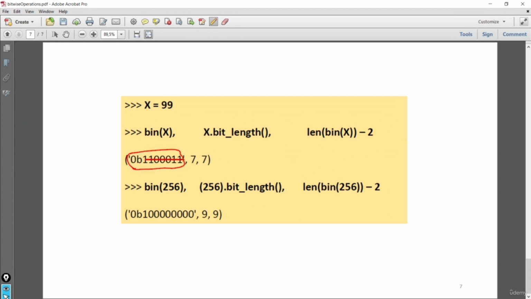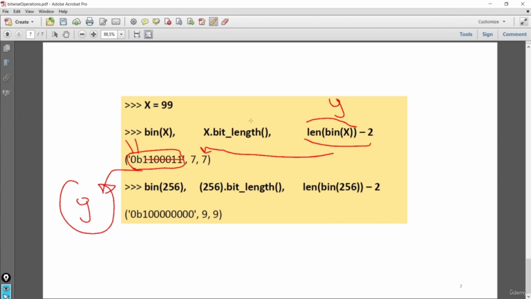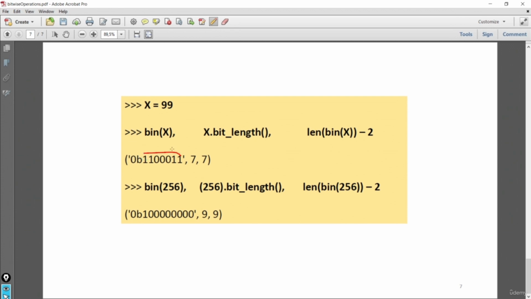So 7 bits are available here, and 2 more characters. In total we have 9 characters here. So the result of this operation is 9. 9 minus 2 gives us 7. Okay, bit length function just counts the number of bits. There are 7 bits here. But len function calculates the length of the string. Okay, string is this one between single quotation marks, and inside this string we have 9 characters.